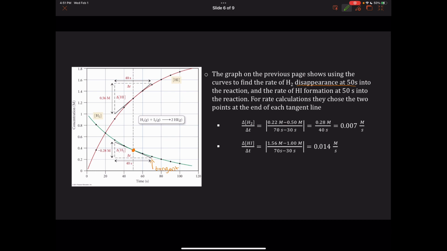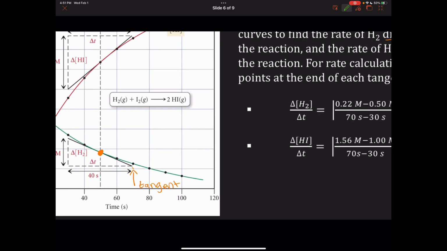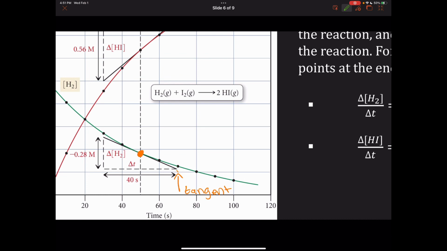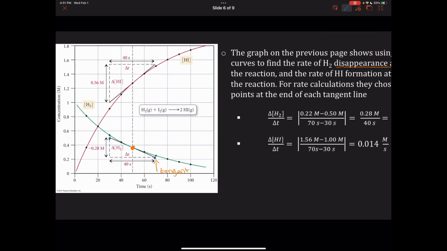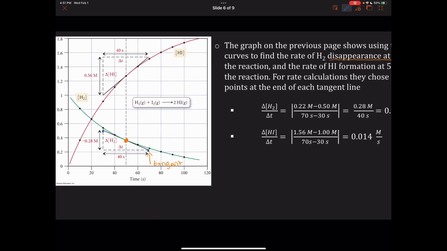Now, ideally, we would actually want to draw this line out a bit further so we can get points further apart. But again, notice it only touches my curve at that point. And here, the angle here versus the angle here are the same. And then to calculate the slope, they're taking the points at the end of the lines. So we're getting our change in concentration over our change in time.